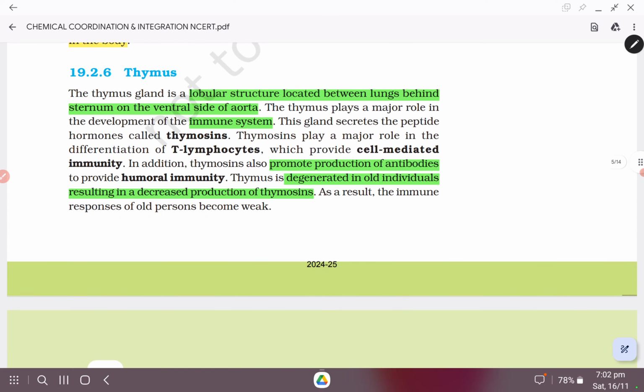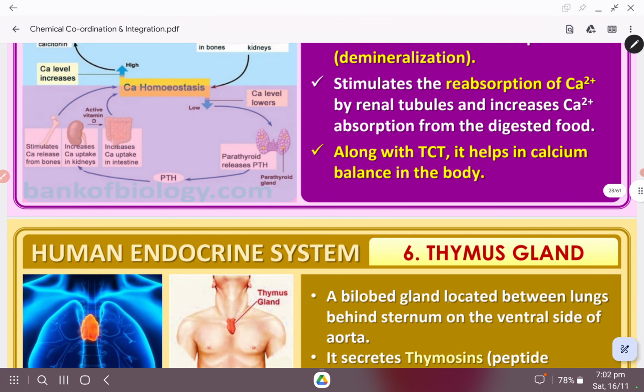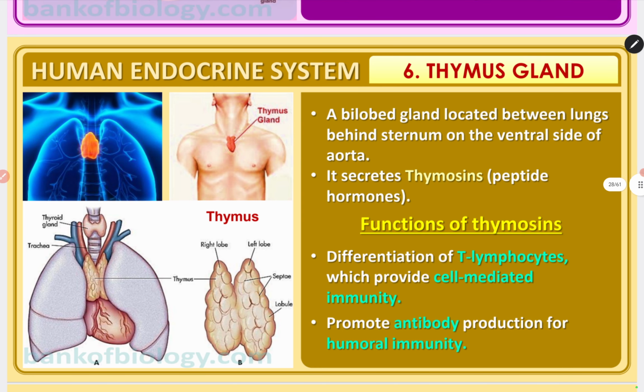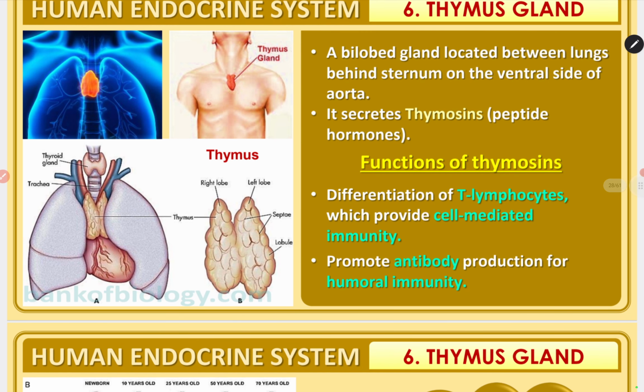Next, thymus. It is a bilobed gland located between the lungs, behind the sternum, on the ventral side of the aorta. It secretes thymosin, a peptide hormone. The functions of thymosin are differentiation of T lymphocytes, which provide cell-mediated immunity, and promoting antibody production for humoral activity.